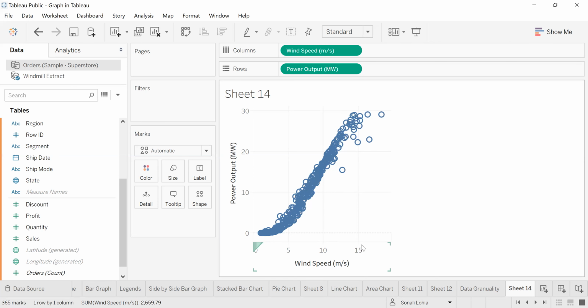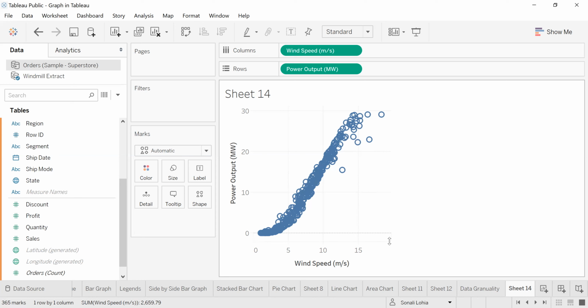Suppose he asks me, the wind speed I have given is 15. Can you give me the power output? I can give that also, right? If I go to 15, I can see the power output. Approximately you will get around 29 megawatt. So that is also doable.